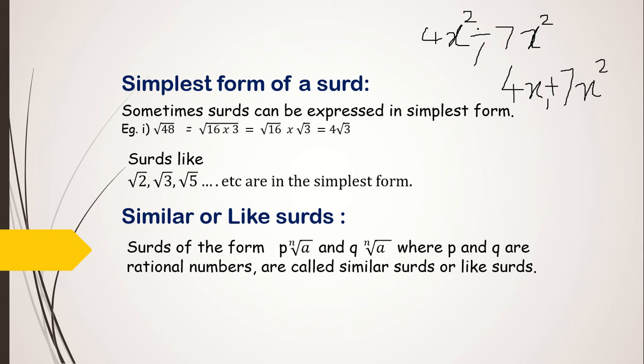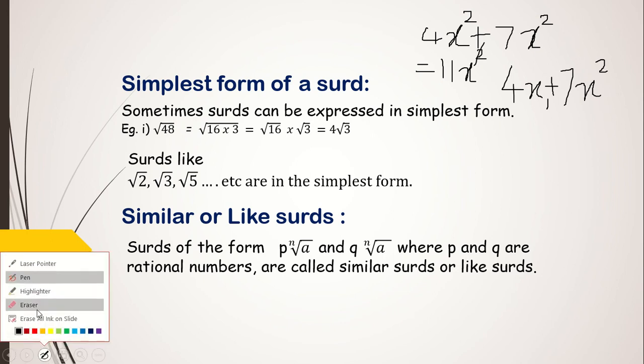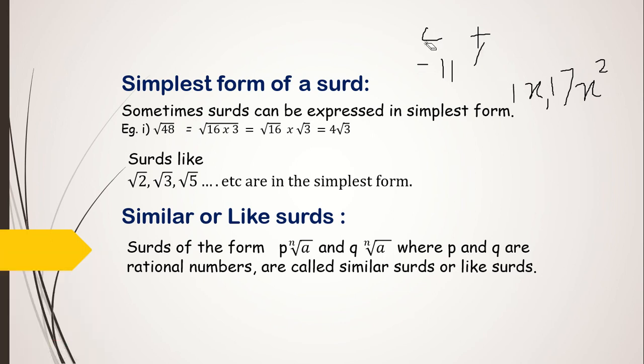But if we had 4x square plus 7x square, then we will add the coefficients, 7 plus 4, 11, and the answer would be 11x square. Same way we are going to do here.